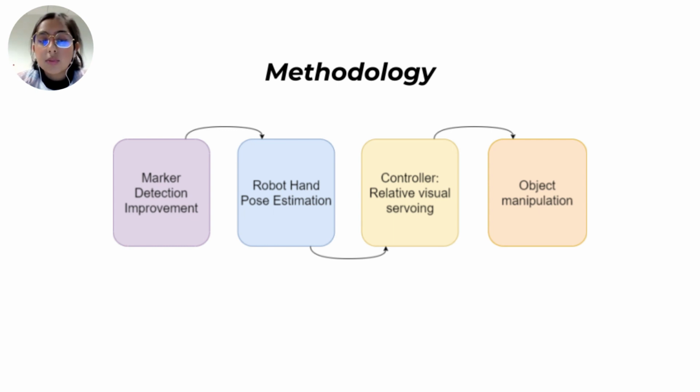Also, four stages were developed for this methodology. The first stage consists of the improvement of the marker detection, then the robot hand pose estimation using the previous improvement of the marker detection, then the design of a controller to reach different target points, and finally, the object manipulation, basically designing a state machine to design the motion planning.